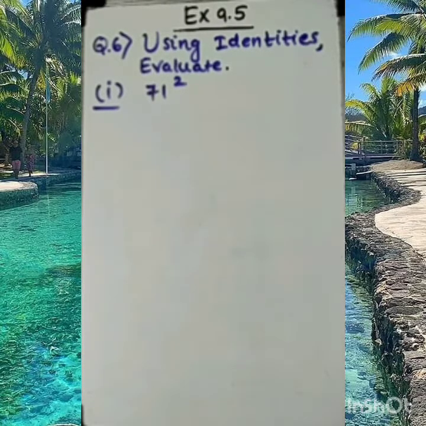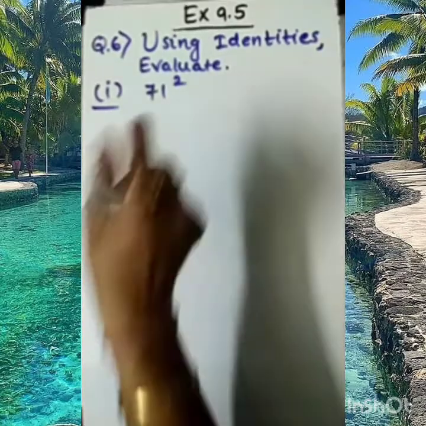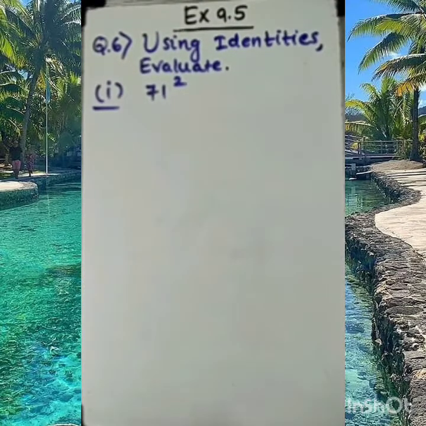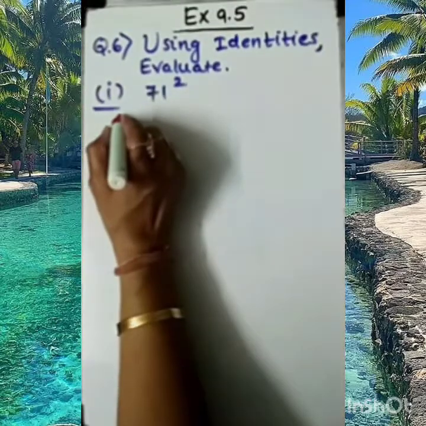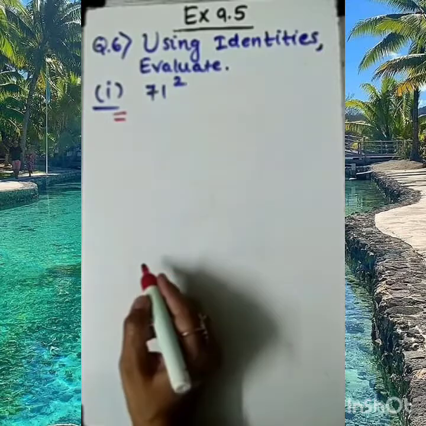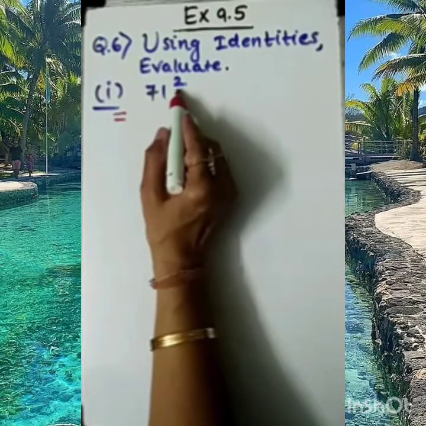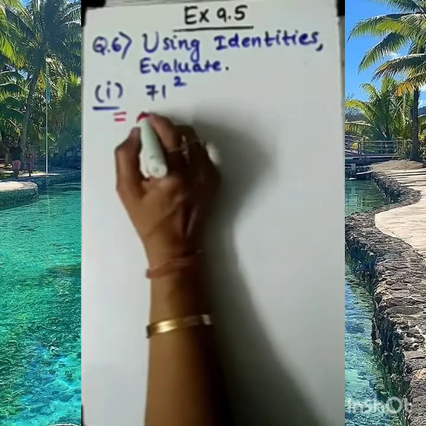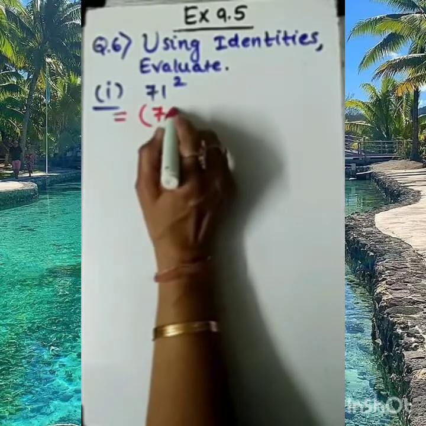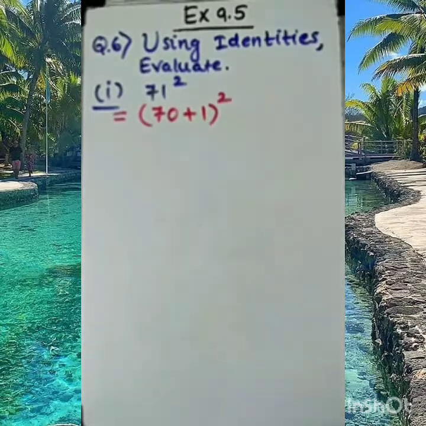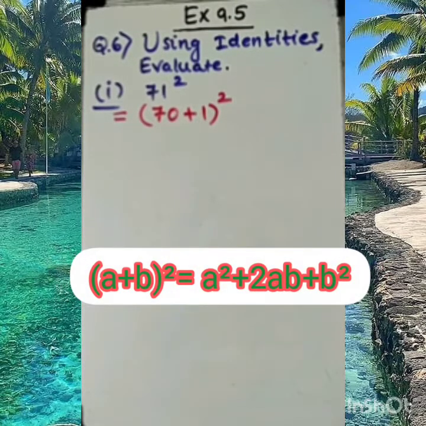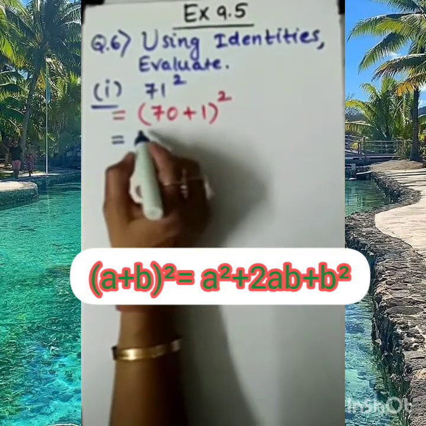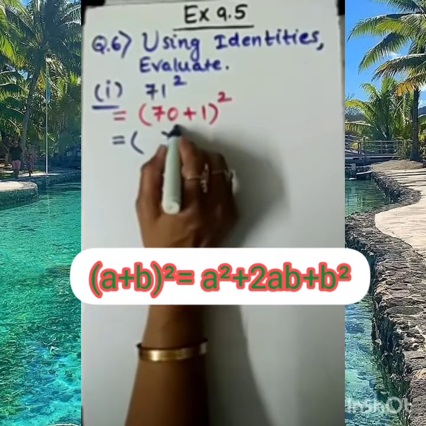Whatever four identities we have learned, three standard identities and one useful identity, which identity do we have to apply? For that we should be a keen observer. Whenever we are given 71 square, just focus on applying the square identity. So can we write 71 as 70 plus 1 whole square? Of course we can. 70 plus 1 whole square. First identity we need to apply here.